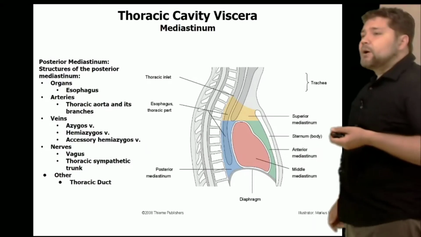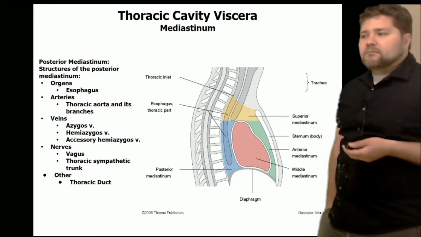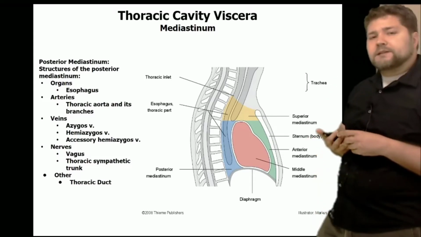And then finally, posterior mediastinum. This one has a lot going on. Some of the stuff we talked about with our thoracic wall will make an appearance here again.